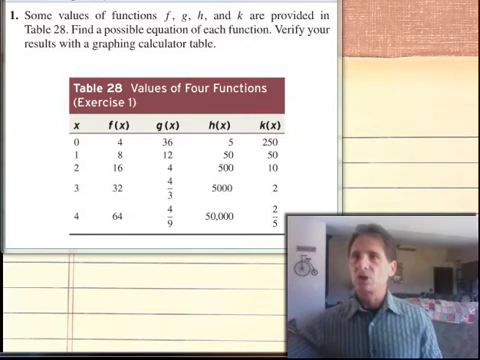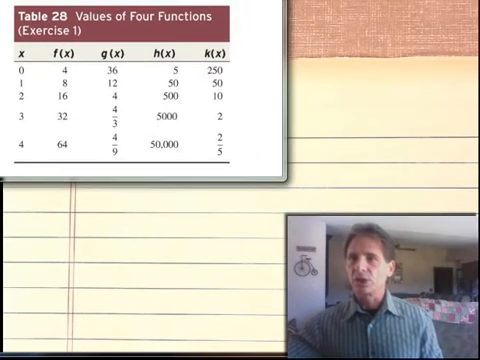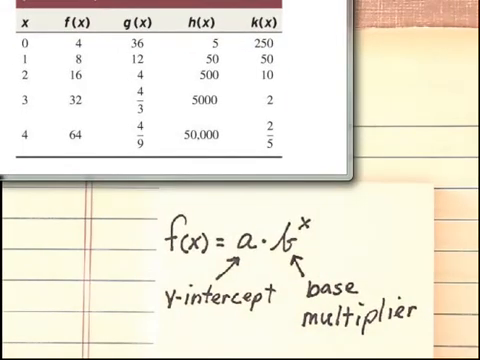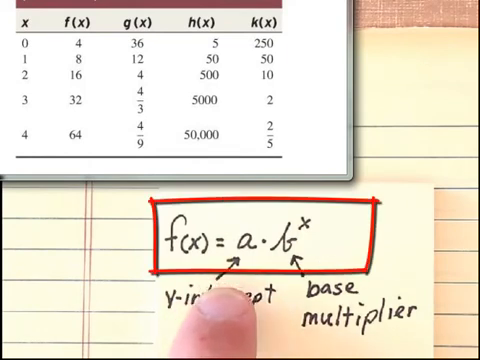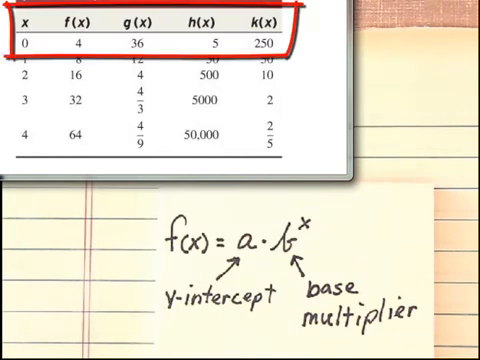The main thing we want to do is find the equation of the exponential function. To remind you, every exponential function is in this form: f of x is equal to a times b to the x, where a is the y-intercept, or the initial value, and b is the base multiplier. So let's take a look at f of x. The y-intercept is always where x is equal to 0. In other words, to find the y-intercept, you always set x equal to 0.